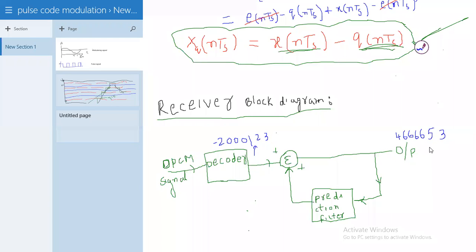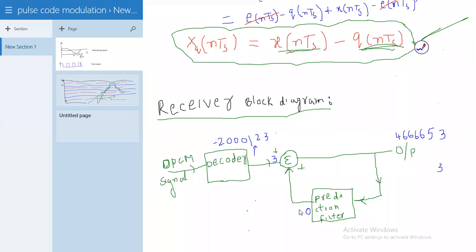Now we can observe the operation of this receiver block diagram. First 3 is there. Initially, the prediction filter stores, let us assume, 0. If the output of the decoder is 3, that 3 is added with this 0. So the output is 3. That is the first 3 I wrote below. Then the same output is given as input to the prediction filter.